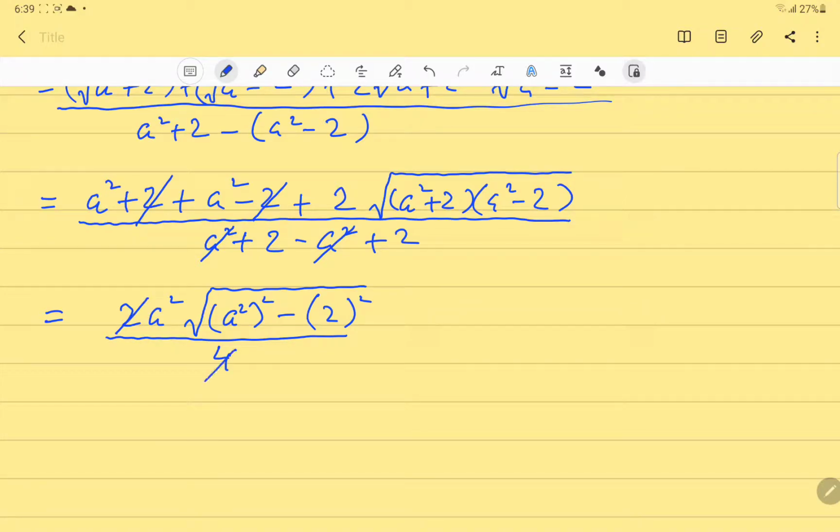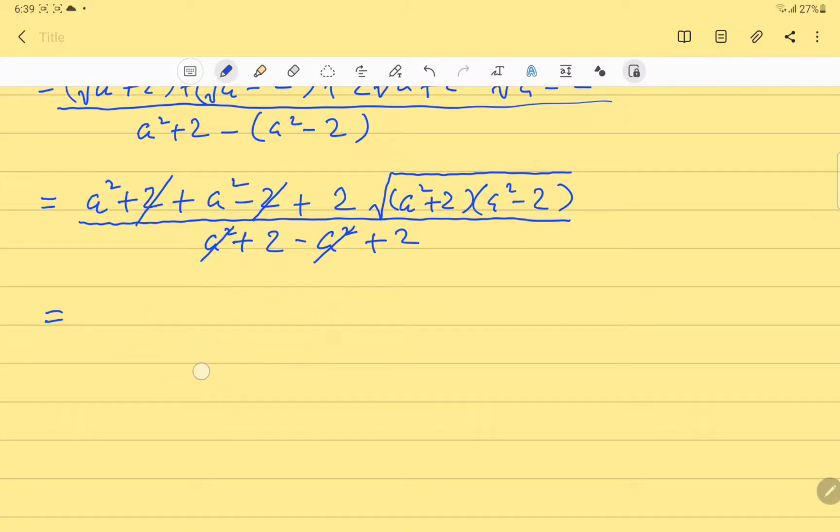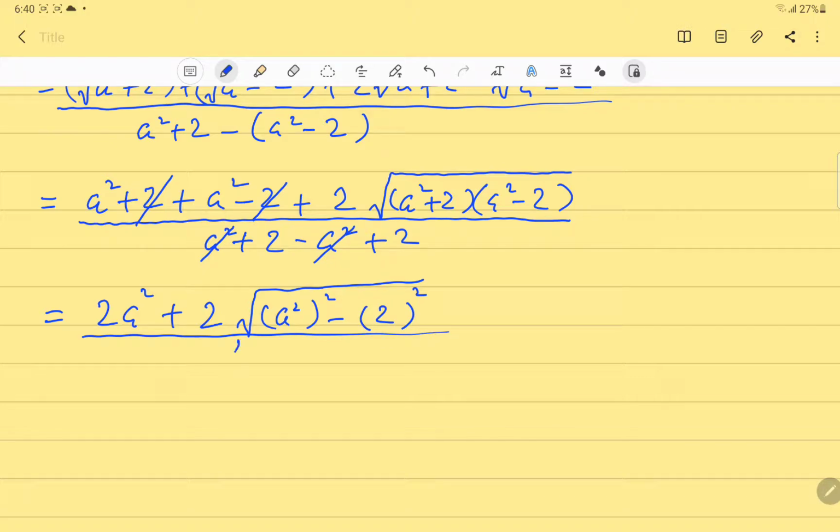This 2 cancels with 4, so we are left with 2 here. So here there was a plus, I forgot to write. I'm really sorry, I have completely messed up here. It is 2a squared plus 2 into square of a squared minus 2 squared, over 4.